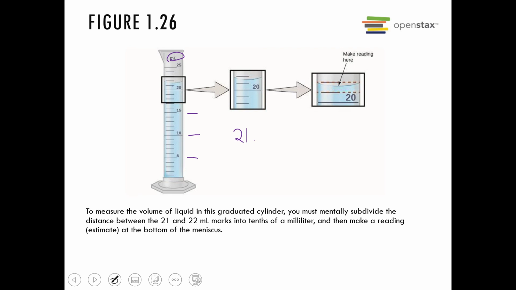It's not 22, right? And of course, we want to measure from the bottom of the meniscus. So we're going to say, okay, this is 21 right here. This is 22. I'm going to say that's 21.5 milliliters. So we can estimate that tenths position. We can be exact to the ones and estimate that to the tenths.